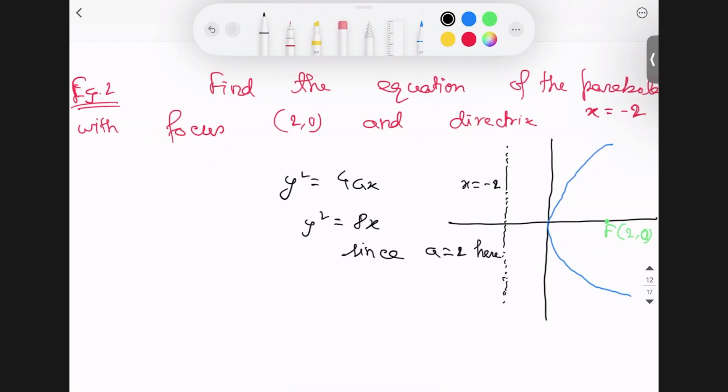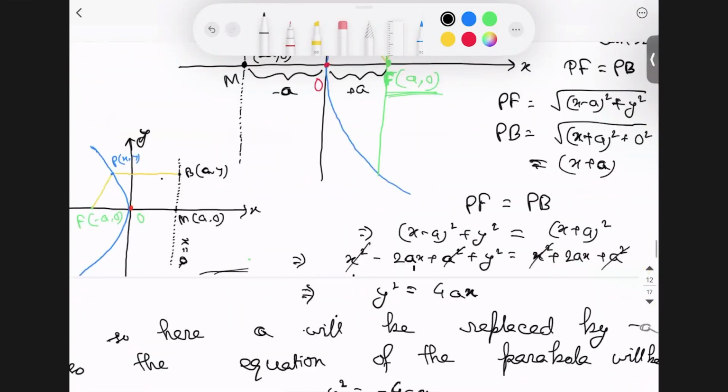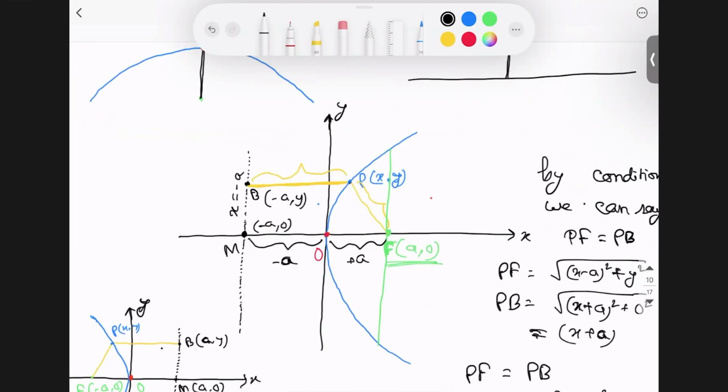Now, at this point, someone may forget how the equation of this kind of figure looks like, and may get confused about the sign, whether it is y square equals to 4ax or minus 4ax, or x square equals to 4ay or minus 4ay. He may get confused because this is the first time for them. So in that case, you can follow the path by which we reduced the equation of the parabola.